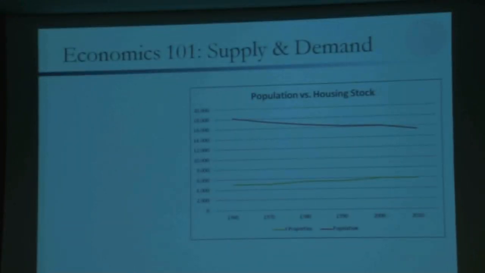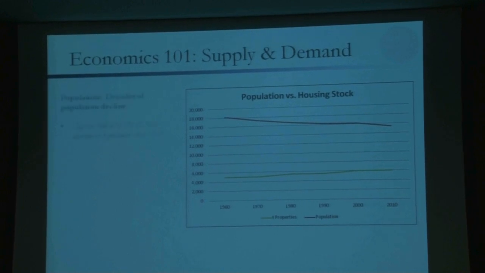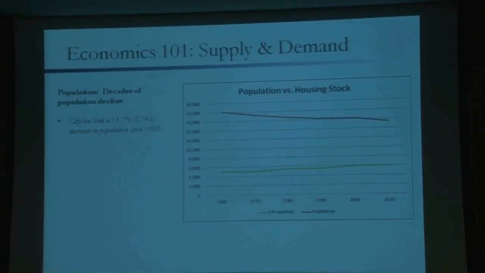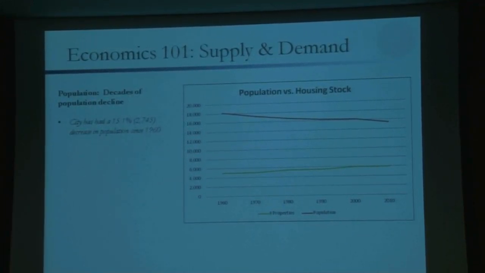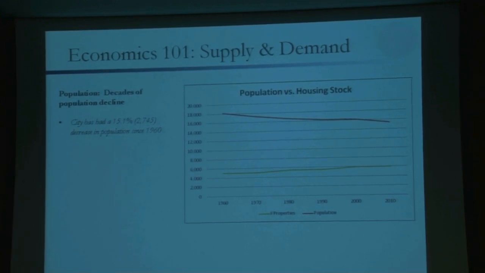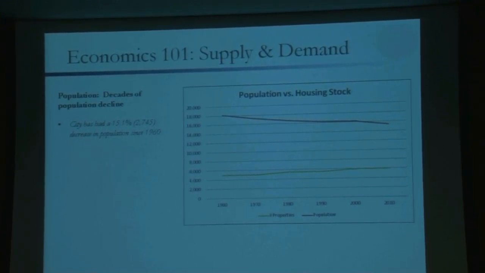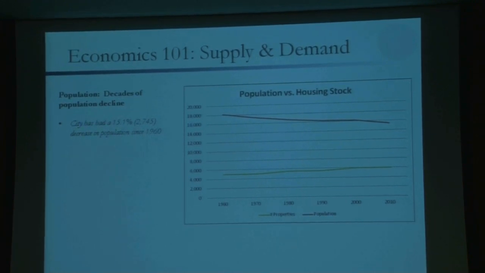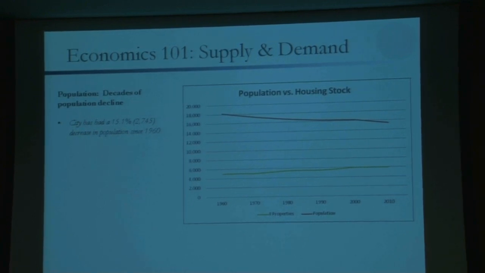Okay. What do we know? We know that population has declined in the city of Batavia since 1960. That's a factual piece of information from the census. We've declined about 15%, excuse me, 2,700 people or so. Okay, what happens when people leave? They generally don't take their properties with them. They stay here. So let's talk about the supply component of it.